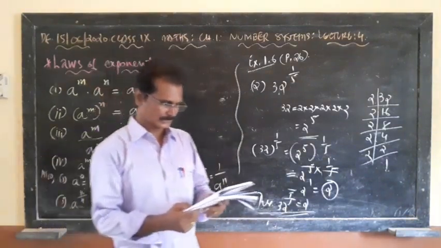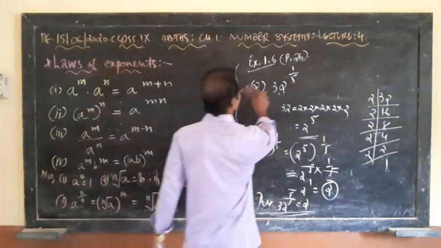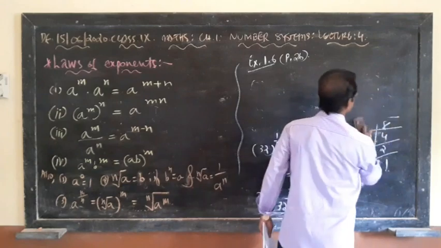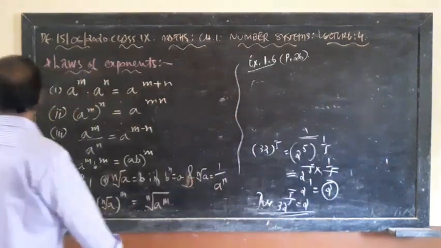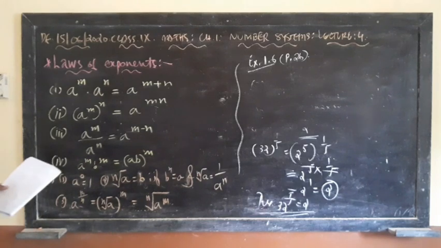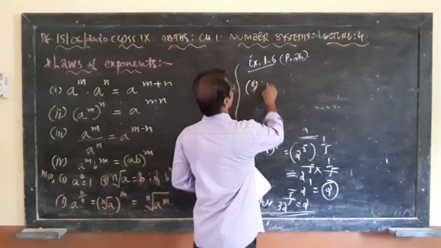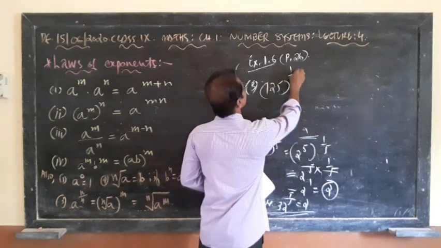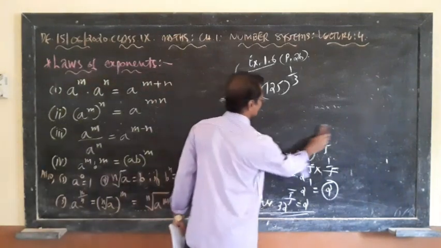Okay. So we can finish with one more last question. The third question is 125 raised to 1 by 3.